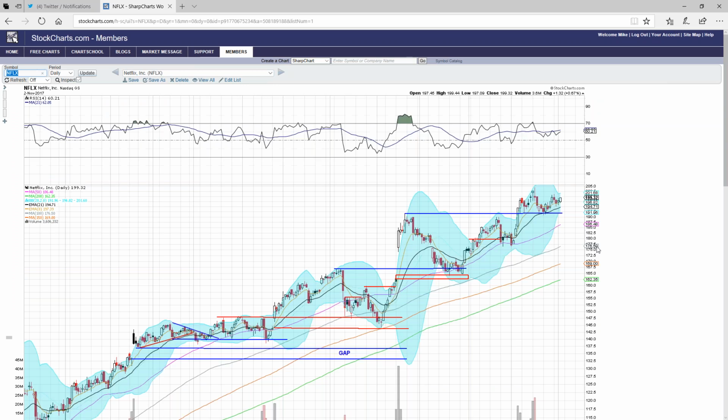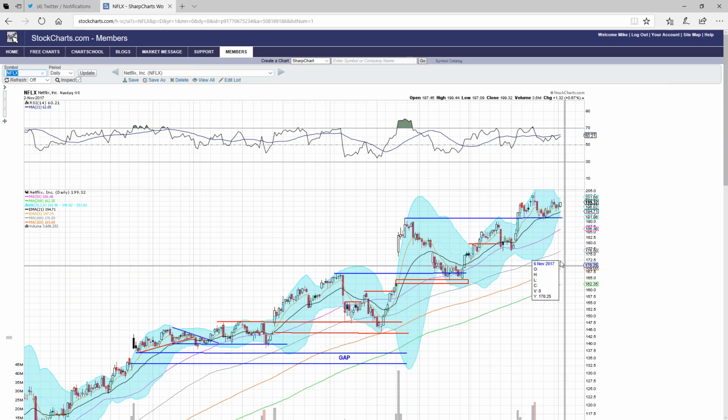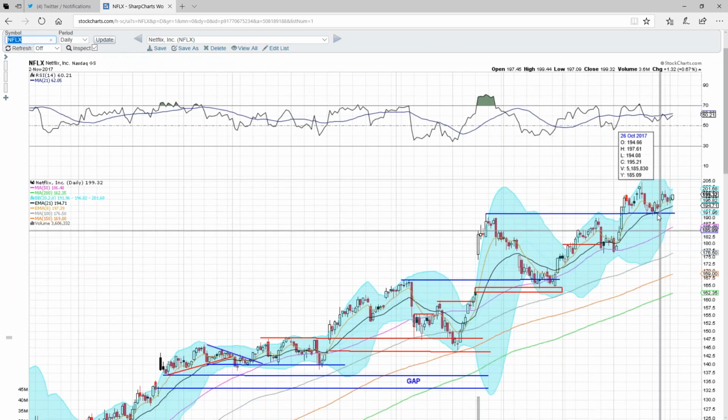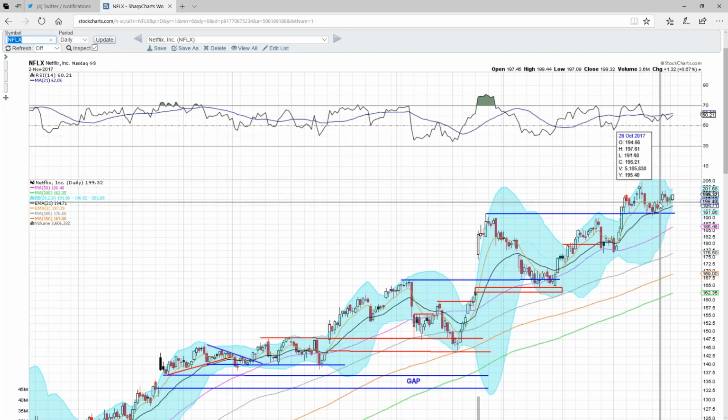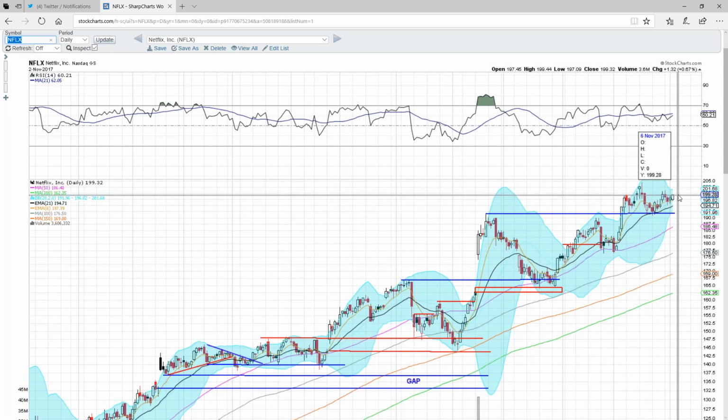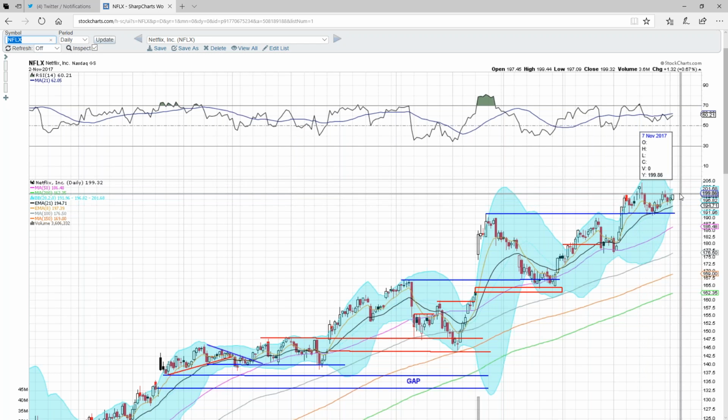Why do I love Netflix? I love Netflix because it's been consolidating since that earnings move. Earnings were good, just not bad. Everybody's out of the way now. It needs to clear 200 with power. That's the problem, James. It gets above 200, this thing runs.